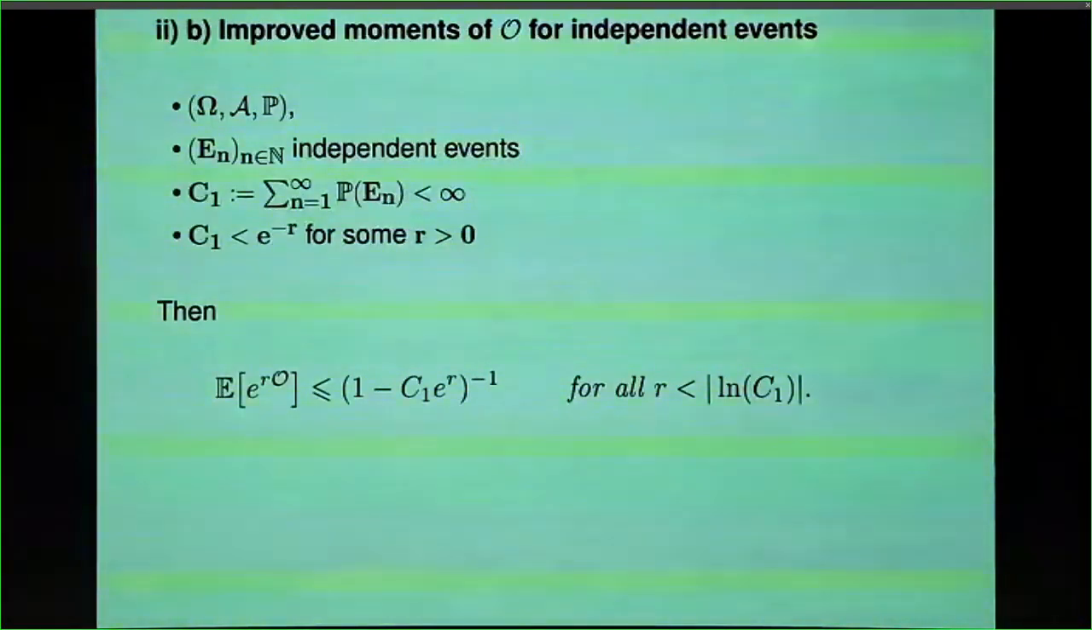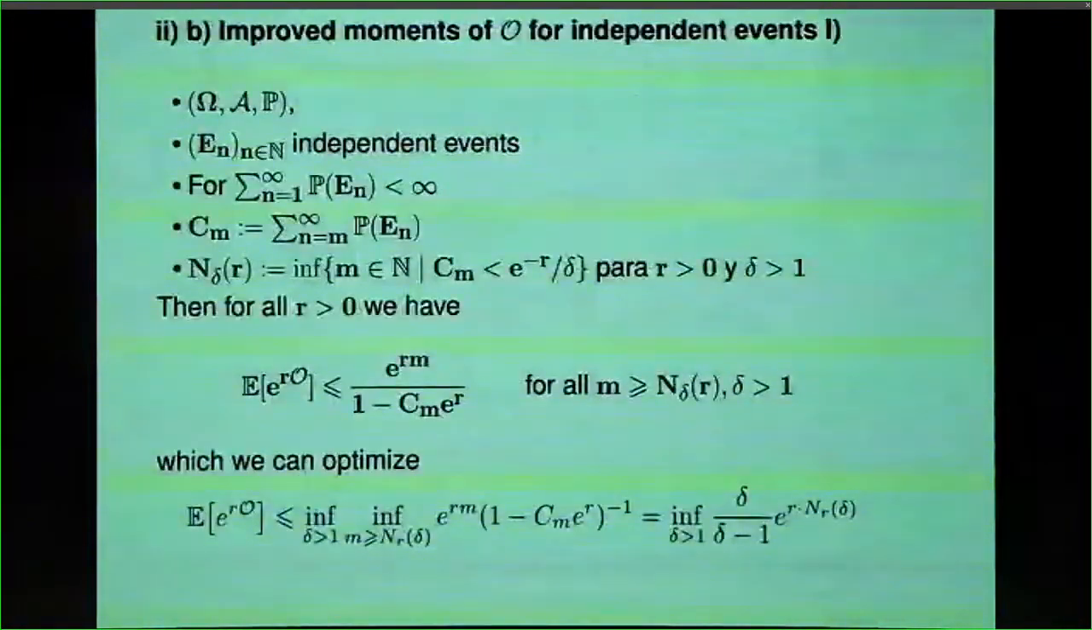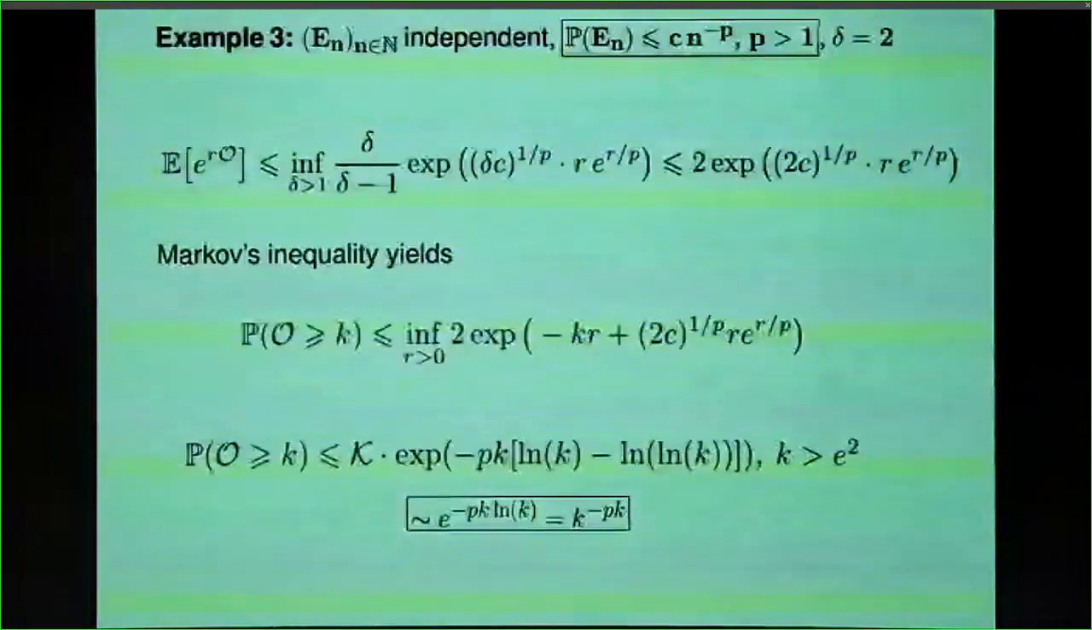Of course, this will not happen for any r. But if you fix an r, then you can take the inverse, and we get some m where this actually happens. So from all m on, you have this kind of formula, and then you can optimize it and you get this formula. At first sight it's not so spectacular. We should look at examples.